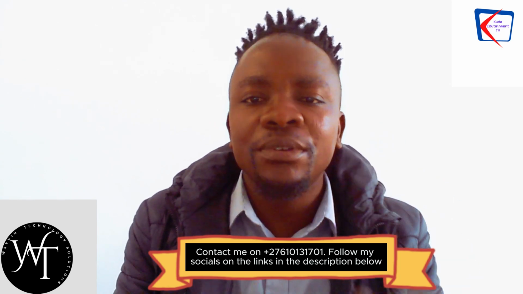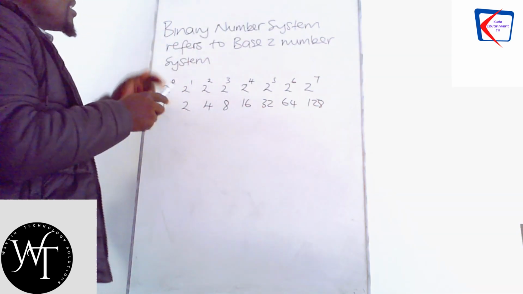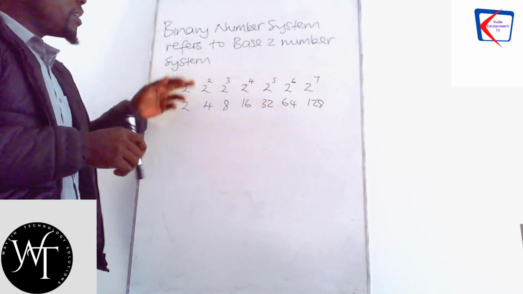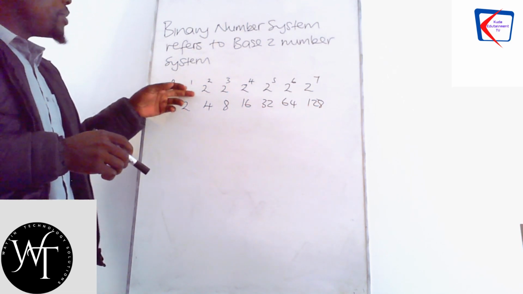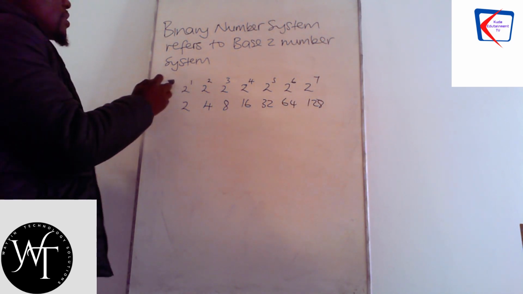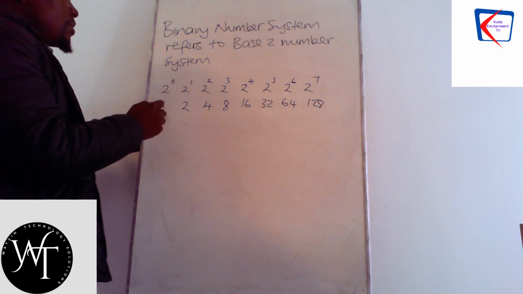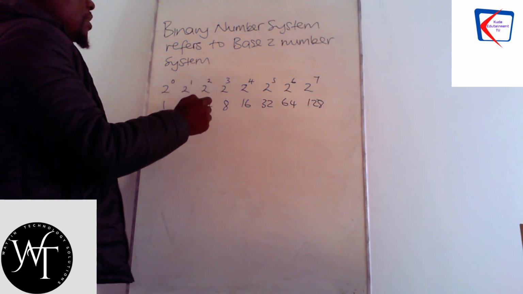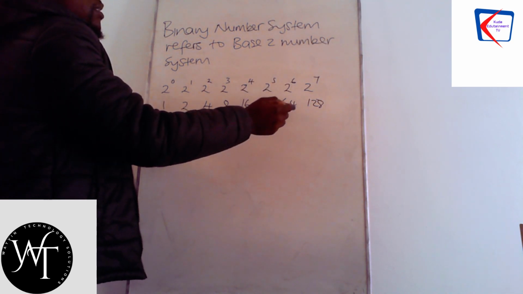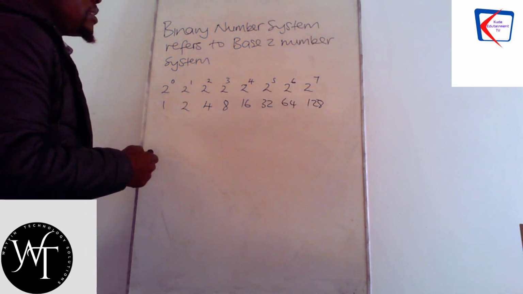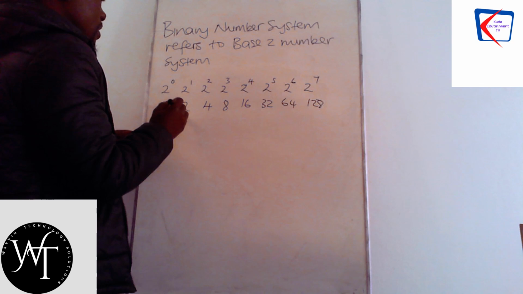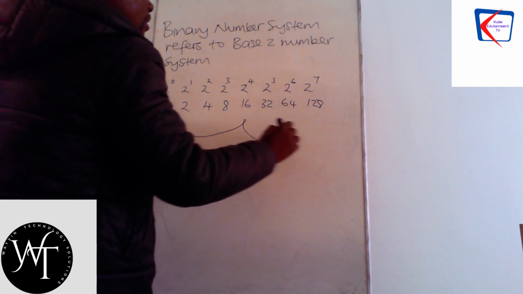So let us quickly jump in. As you can see here, I've written that the binary number system refers to the base 2 number system. So how do we come up with these binary units? We are raising 2, so our base should always be 2, to the power of counting numbers 0, 1, 2, 3 up to 7. So 2 to the power 0 is 1, 2 to the power 1 is 2, 2 to the power 2 is 4, to the power 3 is 8, to the power 4 is 16, to the power 5 is 32, to the power 6 is 64, to the power 7 is 128. So this gives us the 8-bit binary units.